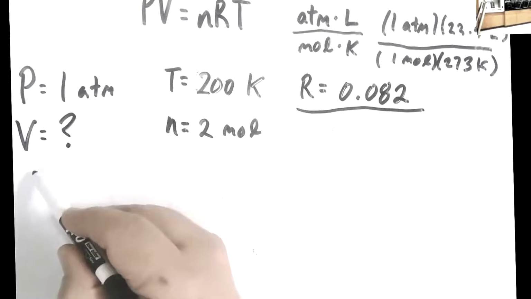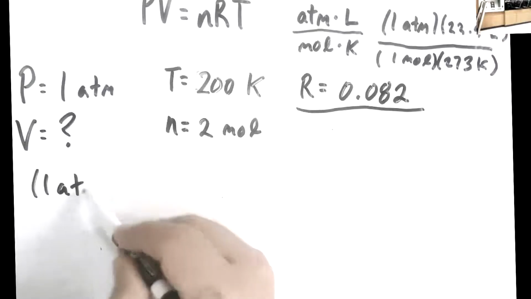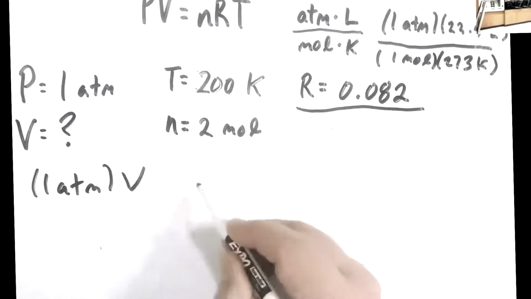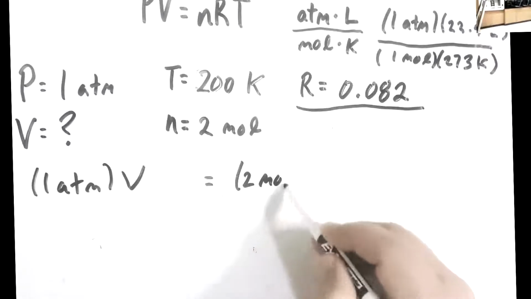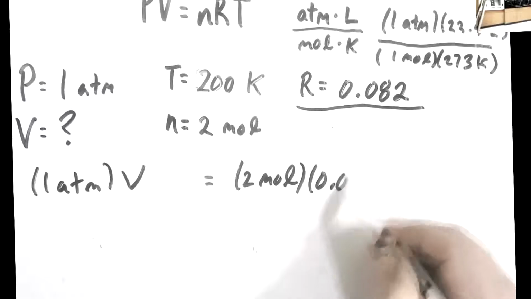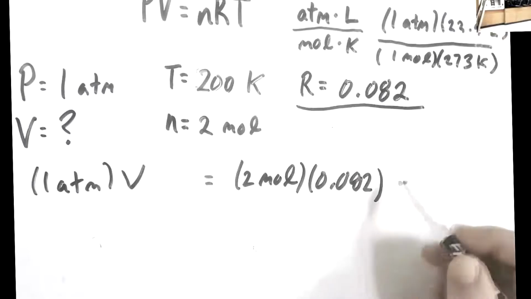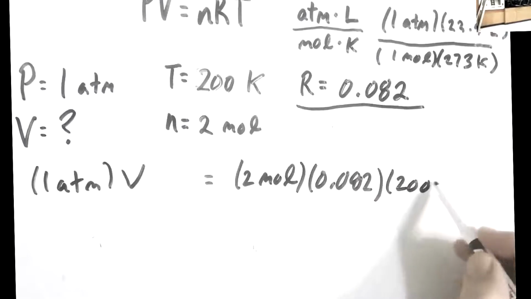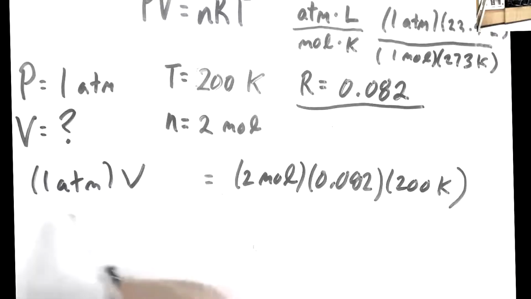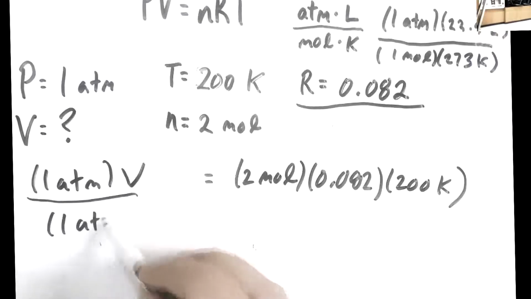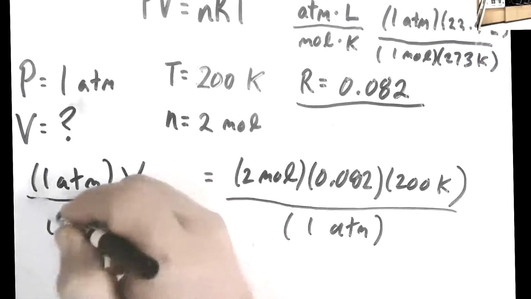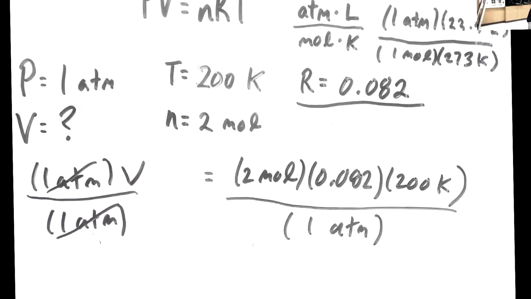We have 1 atmosphere times an unknown V equals 2 moles, 0.082, there's that number again, times 200 Kelvin. Well, again, we want to isolate V, so we're going to just divide both sides by 1 atmosphere. Obviously, the 1 atmosphere cancels.